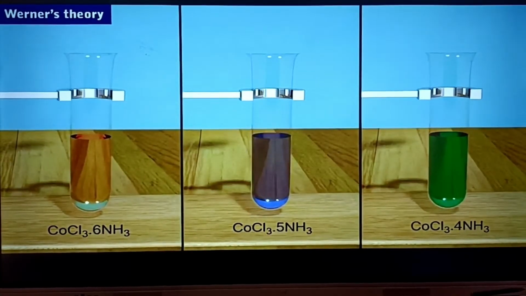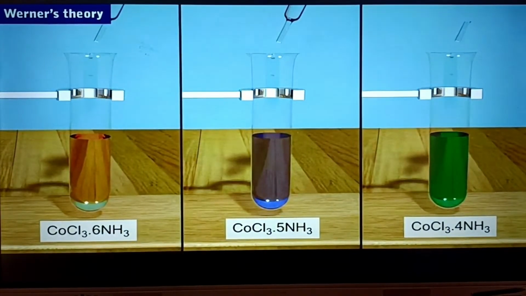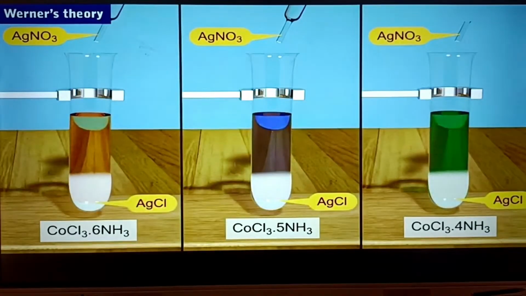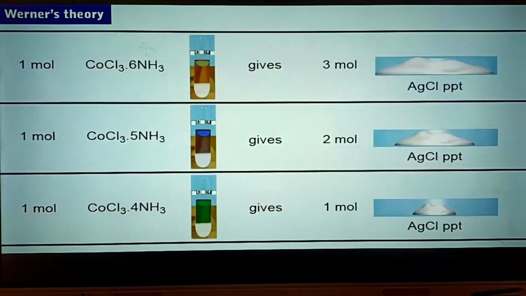Werner treated cold solutions of a series of compounds of cobalt 3 chloride with ammonia with an excess of silver nitrate and weighed the silver chloride precipitated. The stoichiometries of the complex silver chloride formed were as shown here.